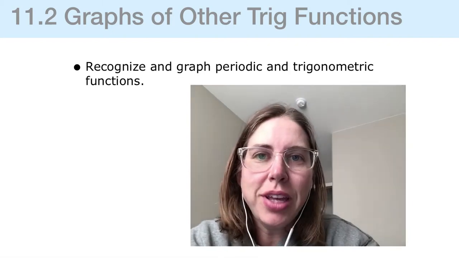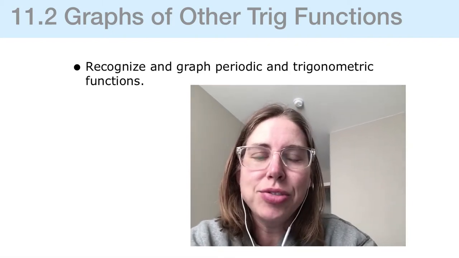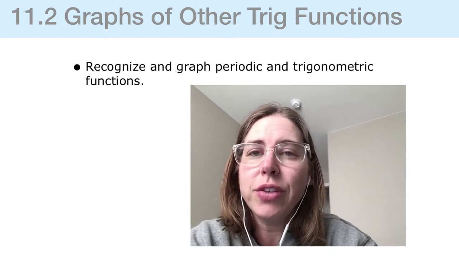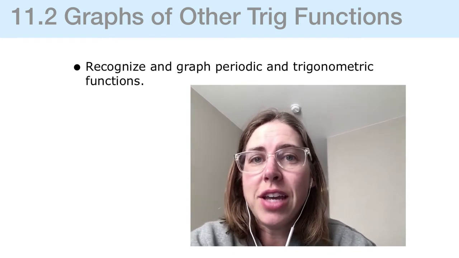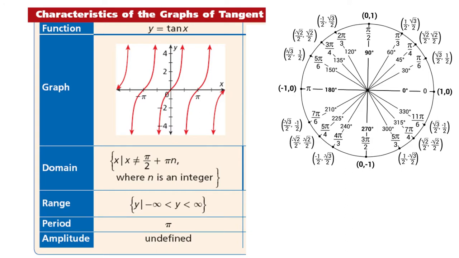Hi, Algebra 2. In Chapter 11, Lesson 2 here, we're going to be working on graphs of other trig functions, mainly the graph of tangent. Here is an example of the graph of tangent, and you notice that it looks weird. It is periodic because it's repeating over and over exactly, but it has a whole bunch of asymptotes in it.